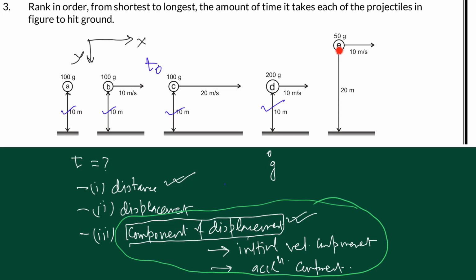In part E, as the displacement is 20, the time taken will be greatest. So in this case, time will be greatest. So TA equals TB equals TC equals TD and is less than TE. So again, if you want to find time, first thing is component of displacement, then initial velocity component, and finally acceleration component. So focus on that. You can easily solve difficult questions where you are supposed to find time.